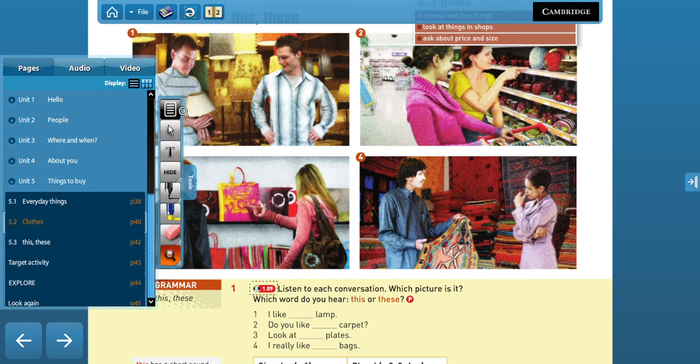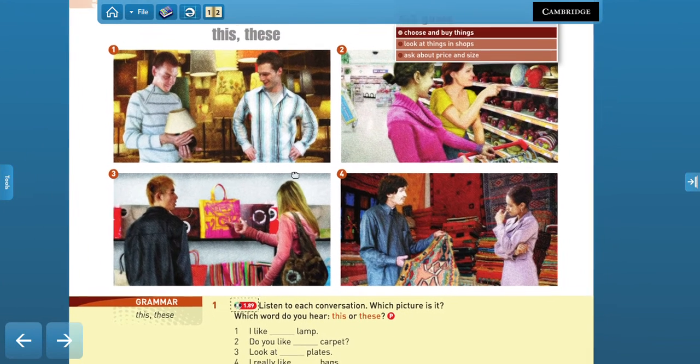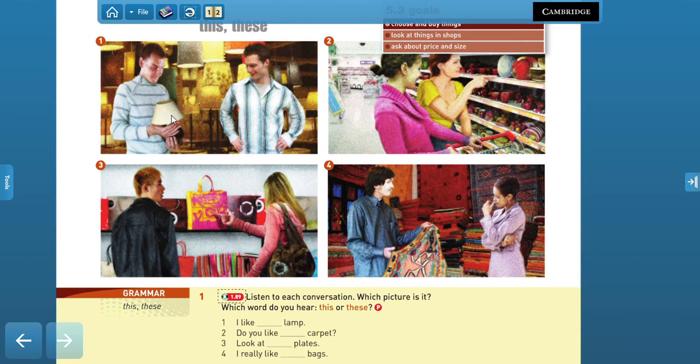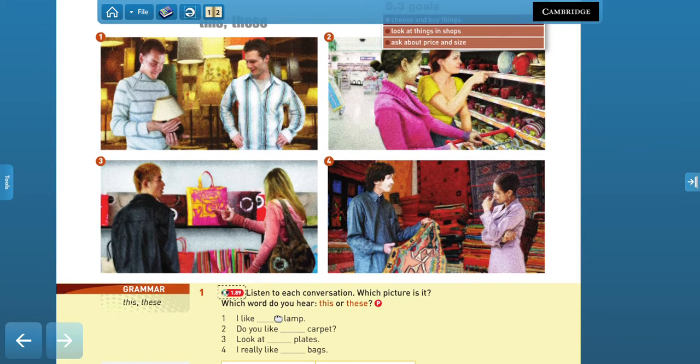So here we have 4 different images of people at shops, right? At different shops. They are looking at some things. He is looking at something there. She is also pointing at something. And then they have different objects, right? So we're going to listen to each conversation. Which picture is it? And which word do you hear? So you're going to complete these gaps with the word this or these, right?